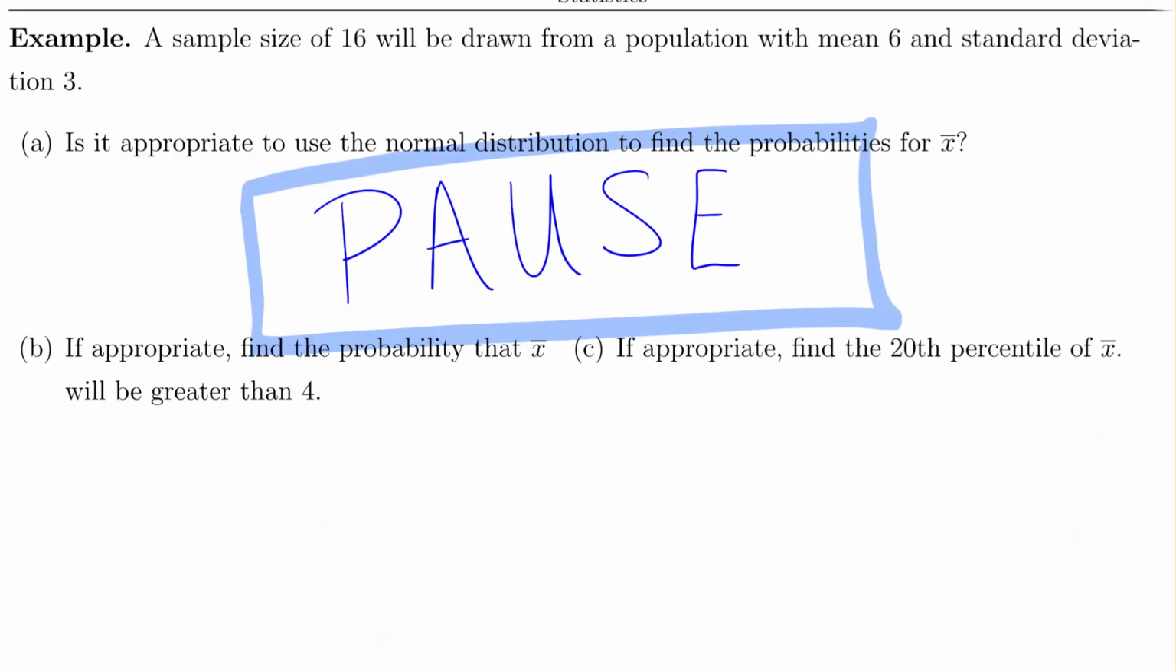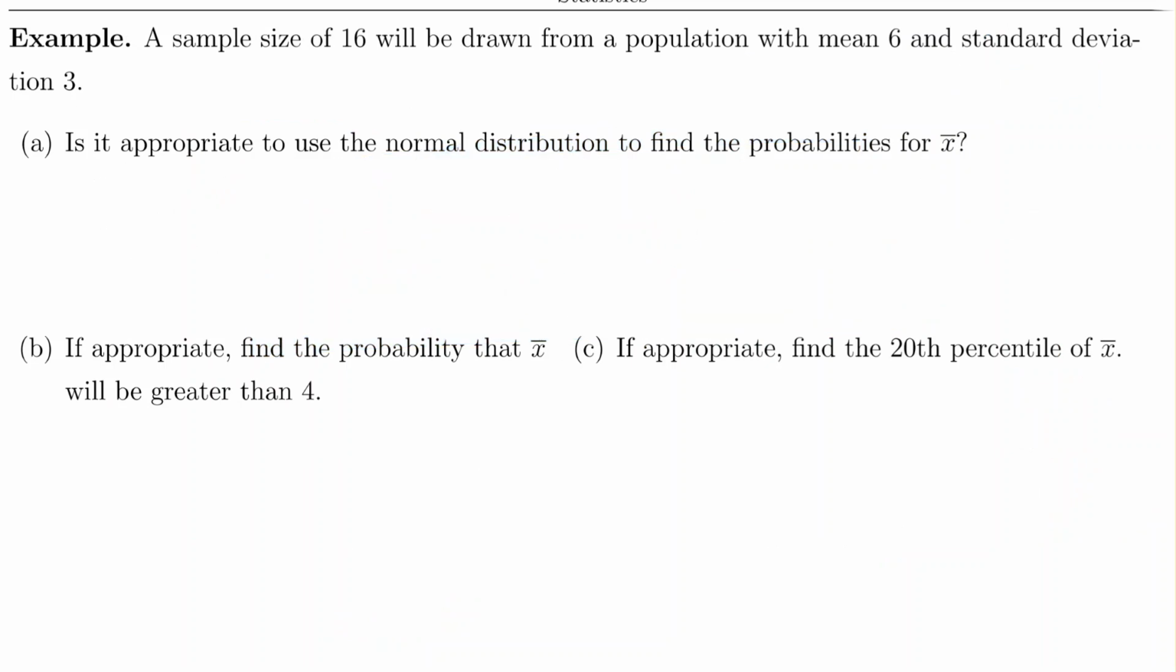So here in this next problem, pause the video, attempt it on your own, unpause to check your work. So here I've got a sample size of 16 drawn from a population with a mean of 6, standard deviation 3. Is it appropriate to use a normal distribution to find the probabilities for X bar in this case?